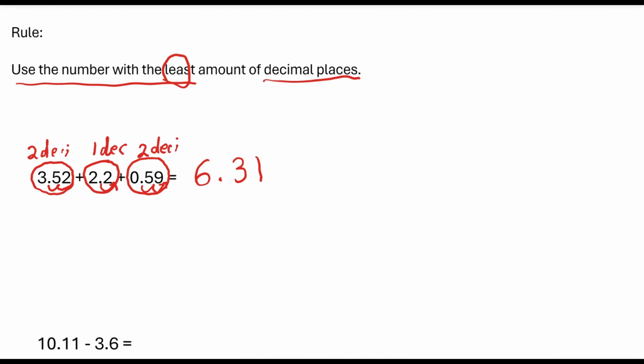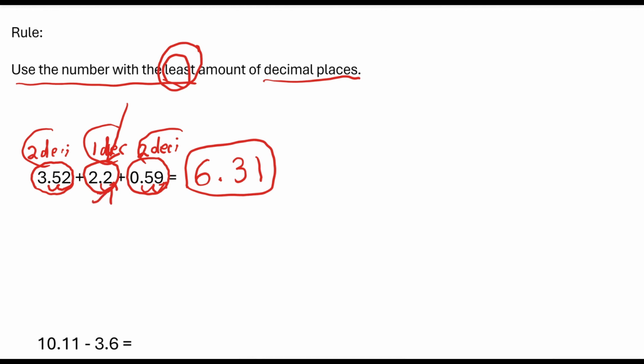The rule says use the one with the least amount of decimal places. So we have 2, we have 1, and we have 2. The one with the least amount of decimal places is the 2.2. That means we have to round our final answer, which is 6.31, to 1 decimal place because that's the least amount of decimal places in this whole addition problem. So how do we do that? So here's our 1 decimal place that we need to use.